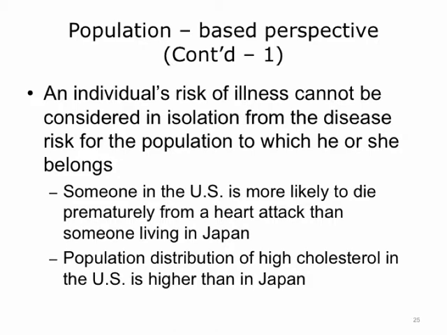A third important point for understanding population-based prevention is that an individual's risk of illness cannot be considered separate from the disease risk for the population to which he or she belongs. For example, someone in the United States is more likely to die prematurely from a heart attack than someone living in Japan, because the population distribution of high cholesterol in the United States as a whole is higher than the distribution in Japan. It is not surprising then to learn that when people from Japan move to the United States, they actually begin to adopt the risk profile of the people living in the United States. A person's health or disease risk is in part determined by where they live.